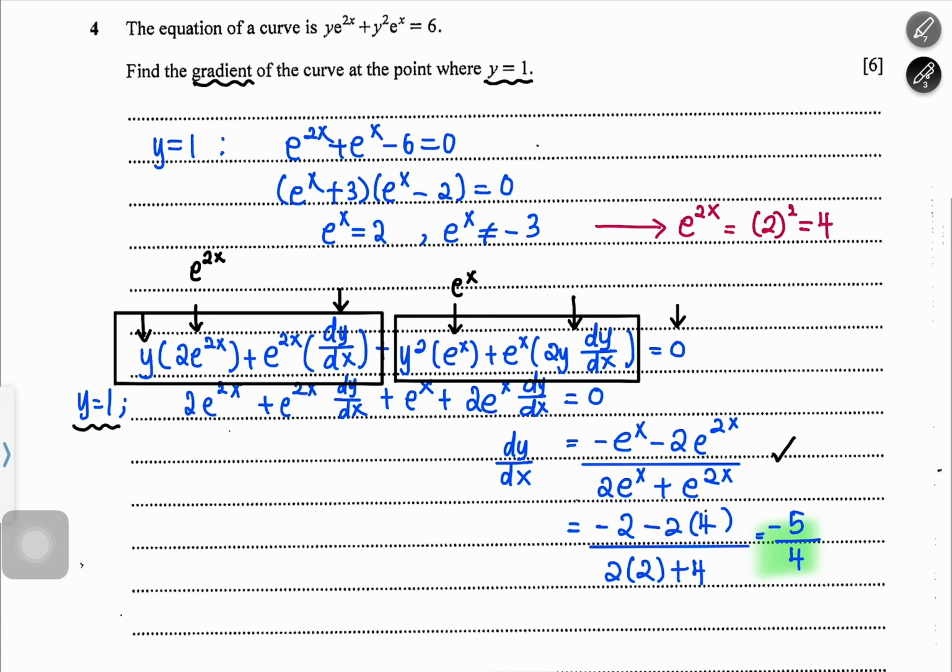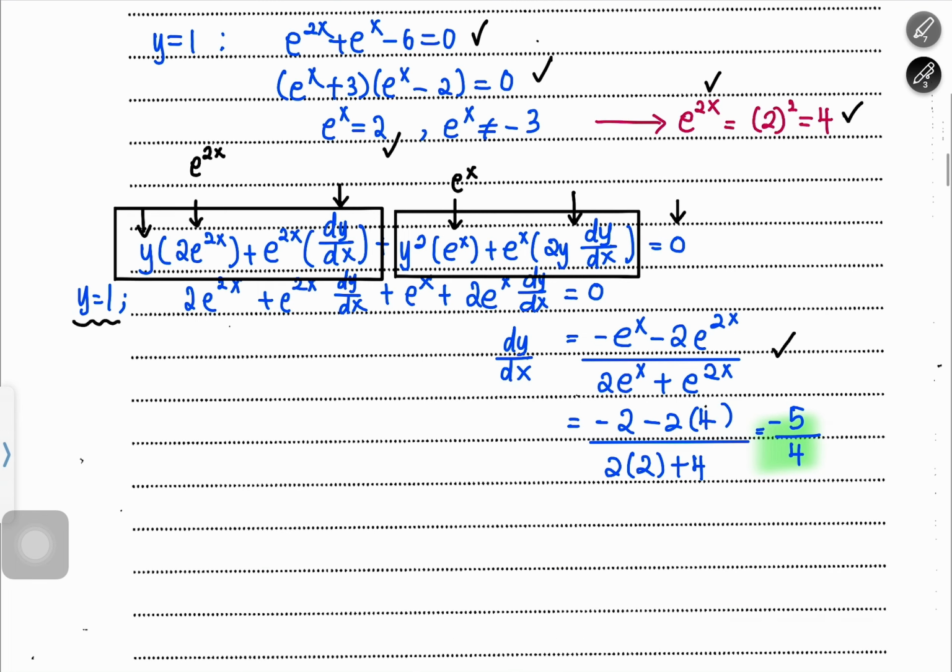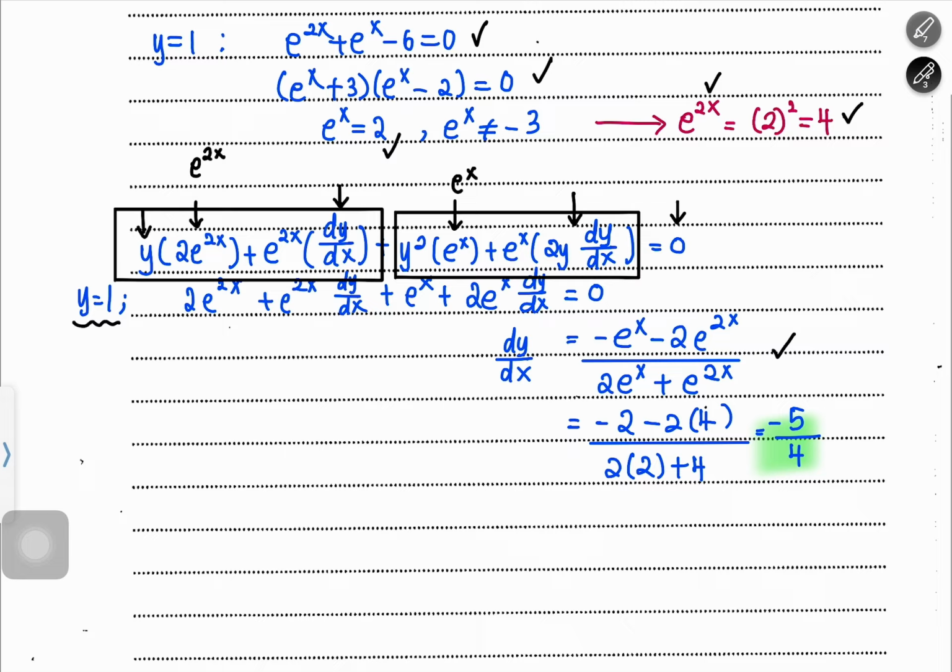So how do you find that? Take the y equal to 1 and you substitute back into the main equation. You will get this particular complex quadratic, factorize, and you choose the appropriate x value. Based on that, you can find your e power 2x, which is the 4. When you substitute, that is going to be your answer.